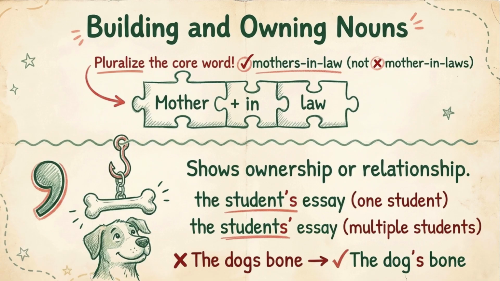Building and owning nouns. Some nouns need special handling when they pluralize. It's "mothers-in-law," not "mother-in-laws," because you pluralize the core word. Apostrophes, meanwhile, show ownership or relationship. "The student's essay" means one student. "The students' essay" means several. And remember, "the dogs bone" is wrong. It needs to be "the dog's bone."